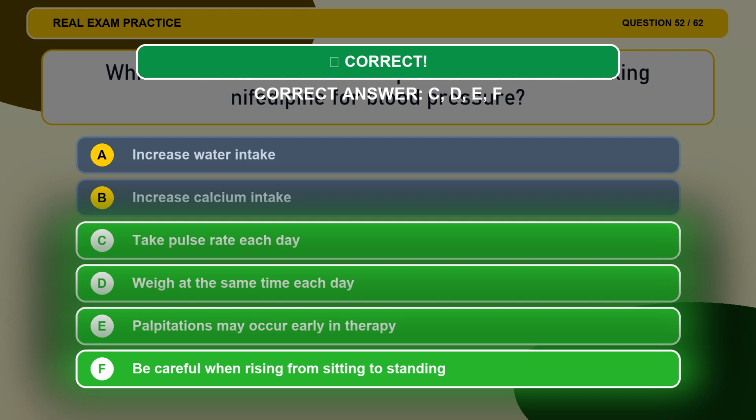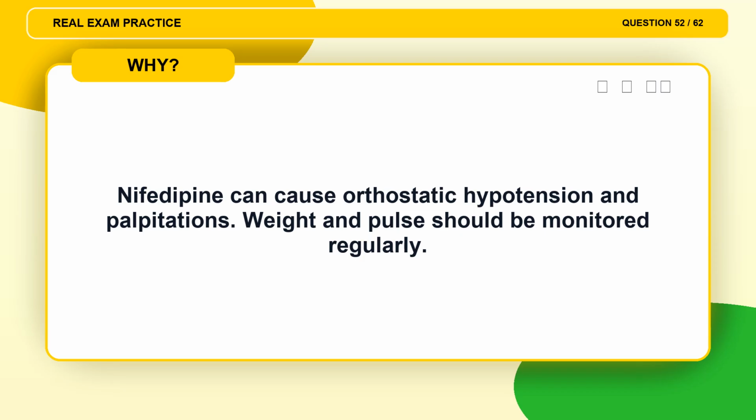The correct answers are options C and D and E and F. Take pulse rate each day, weigh at the same time each day, palpitations may occur early in therapy, be careful when rising from sitting to standing. Nifedipine can cause orthostatic hypotension and palpitations. Weight and pulse should be monitored regularly.